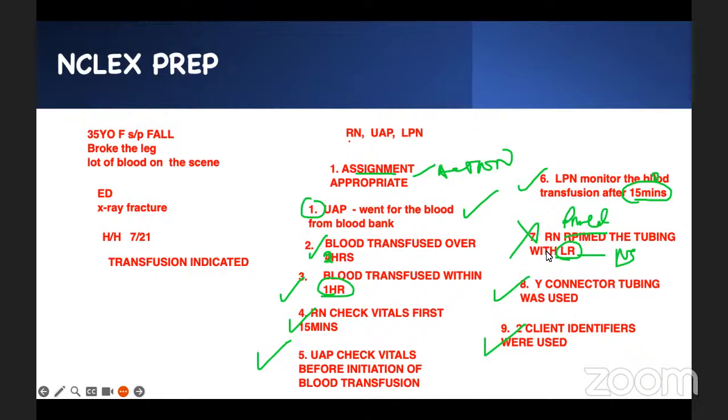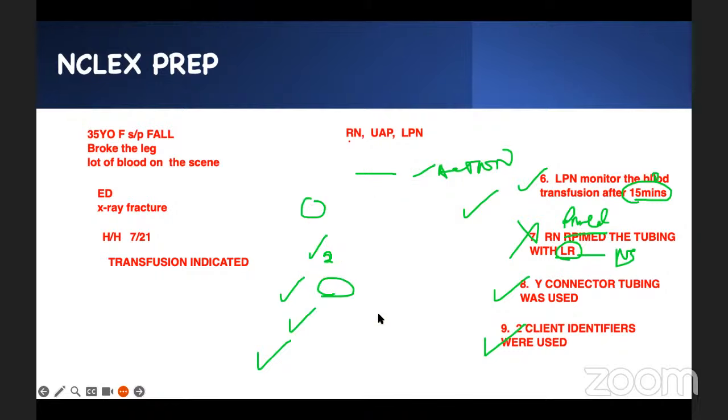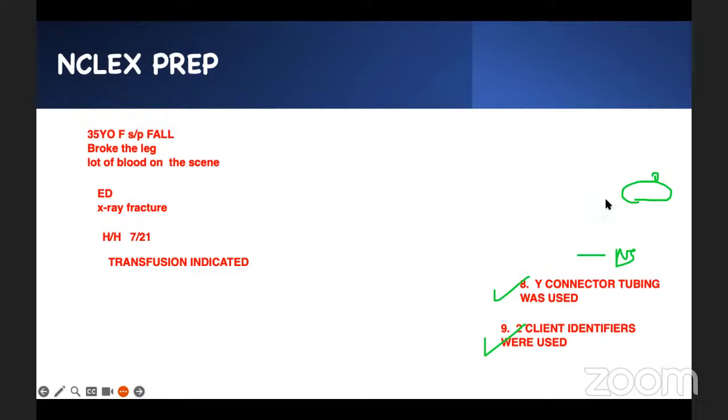So those are the things they may ask you. By all means, if they're doing blood transfusion, they may ask you about it. Okay. So now we're able to make appropriate assignment.